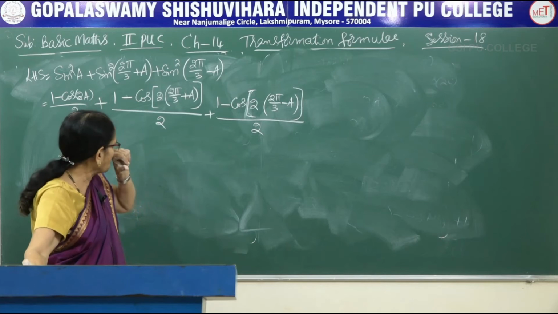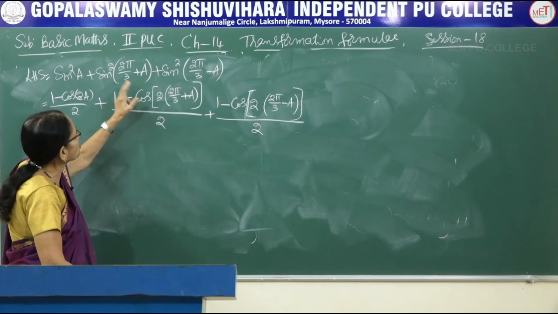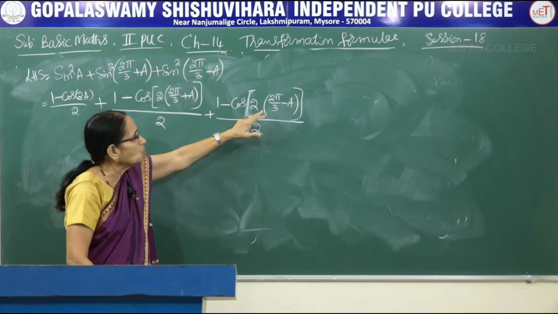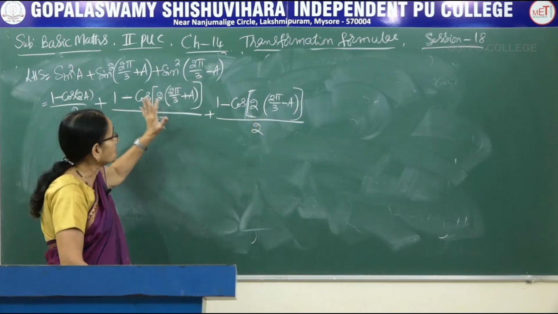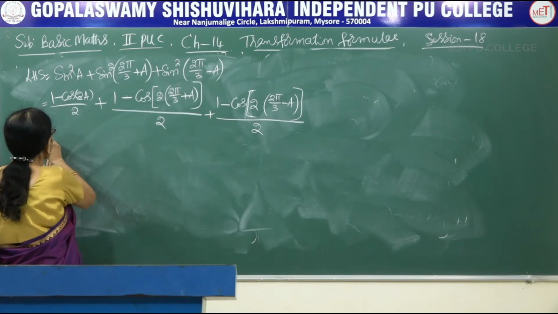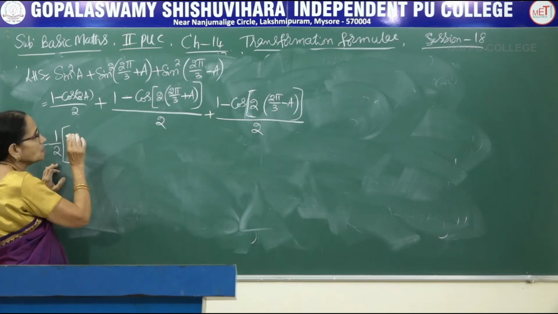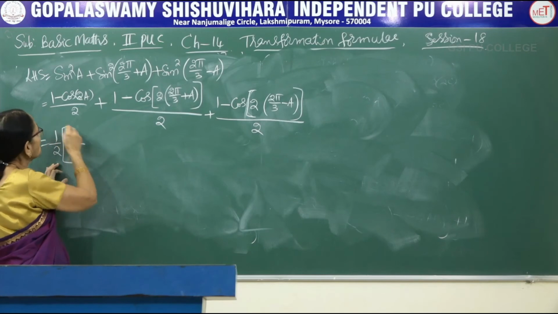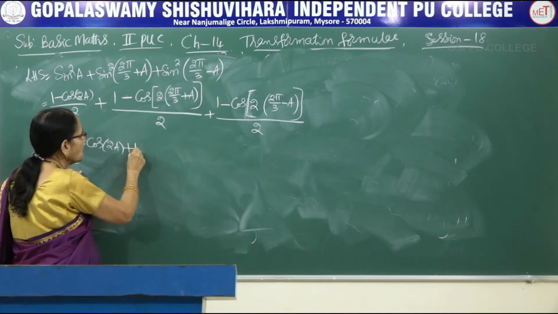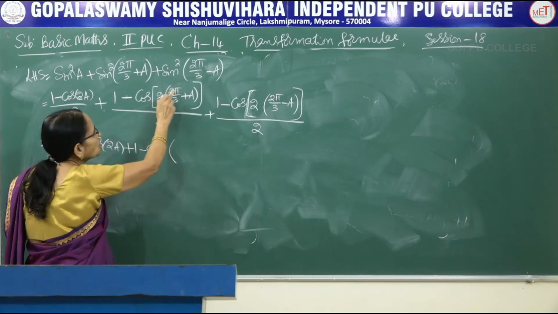So here, this is what we are having. 1 minus cos 2A by 2, 1 minus cos of 2 into 2 pi by 3 plus A by 2, 1 minus cos of 2 into 2 pi by 3 minus A divided by 2. The same type of terms, the difference is in the respective angles. Now here again, you take this 1 by 2 outside. Write the remaining terms carefully. 1 minus cos of 2A plus 1 minus cos of, multiply this and write 2 into 2 pi by 3.